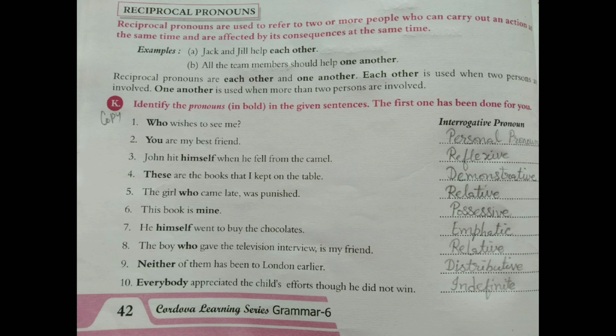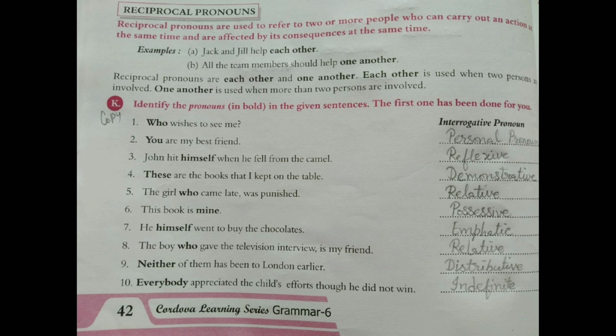4. These are the books that I kept on the table. These is demonstrative pronoun. 5. The girl who came late was punished. Who is relative pronoun. 6. This book is mine. Mine is possessive pronoun. 7. He himself went to buy the chocolates. It is emphatic pronoun. 8. The boy who gave the television interview is my friend. Who is relative pronoun.